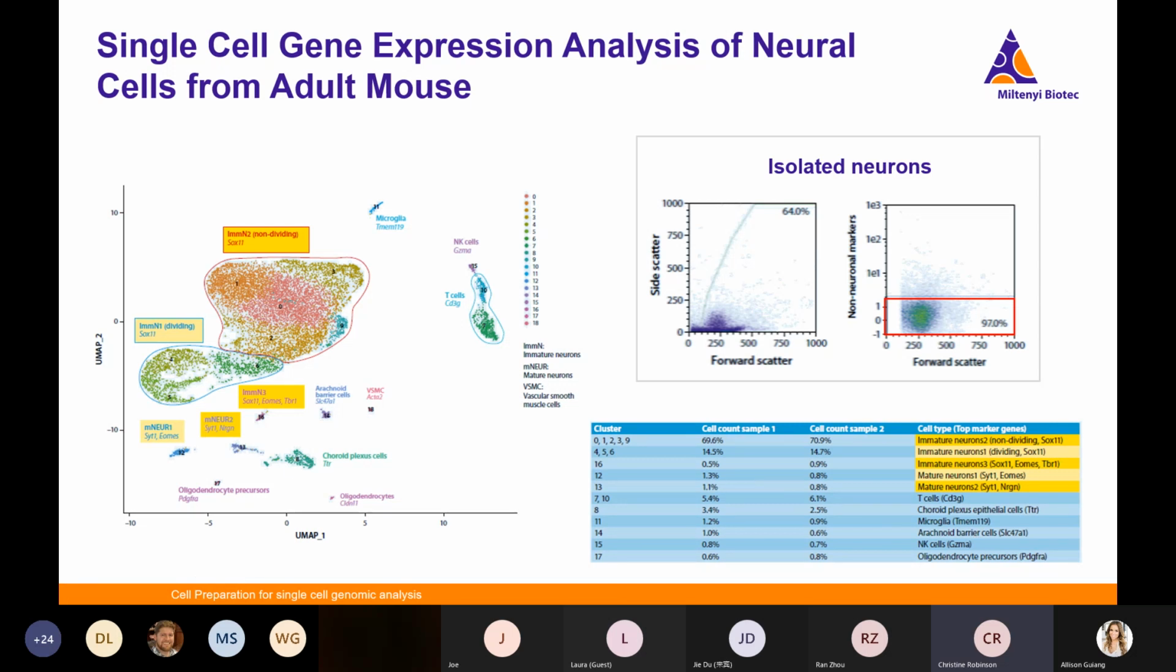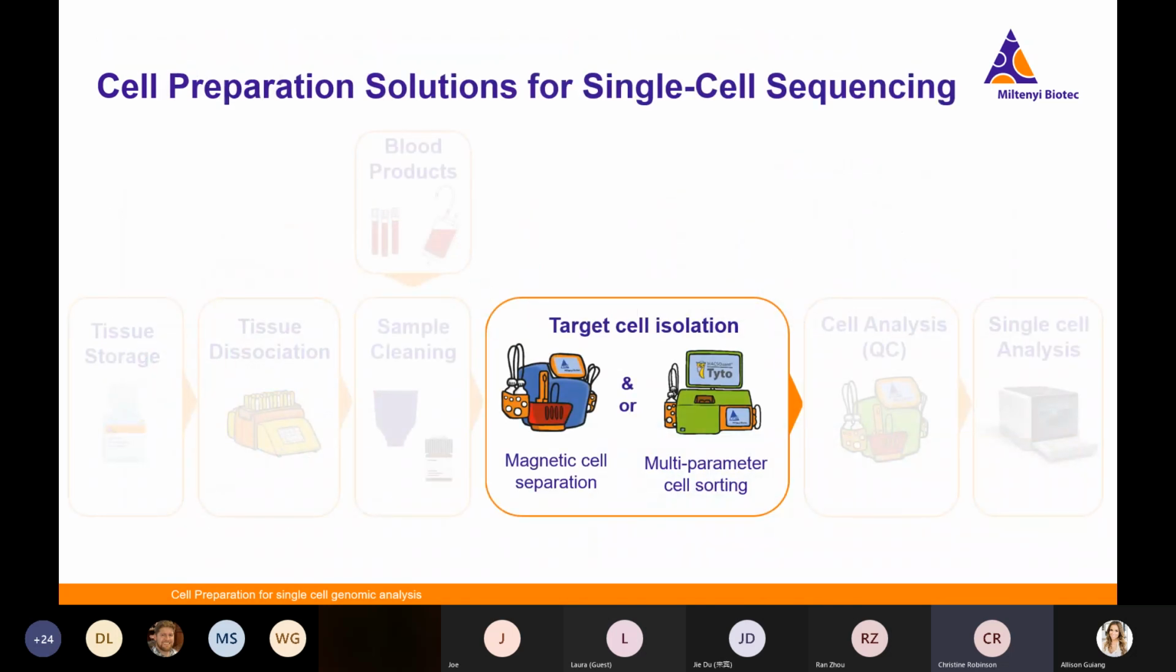And if we go to the next slide, this is not the only way to isolate your target cells. There is another way that Ali is going to talk about, which is the MaxQuant Tito.